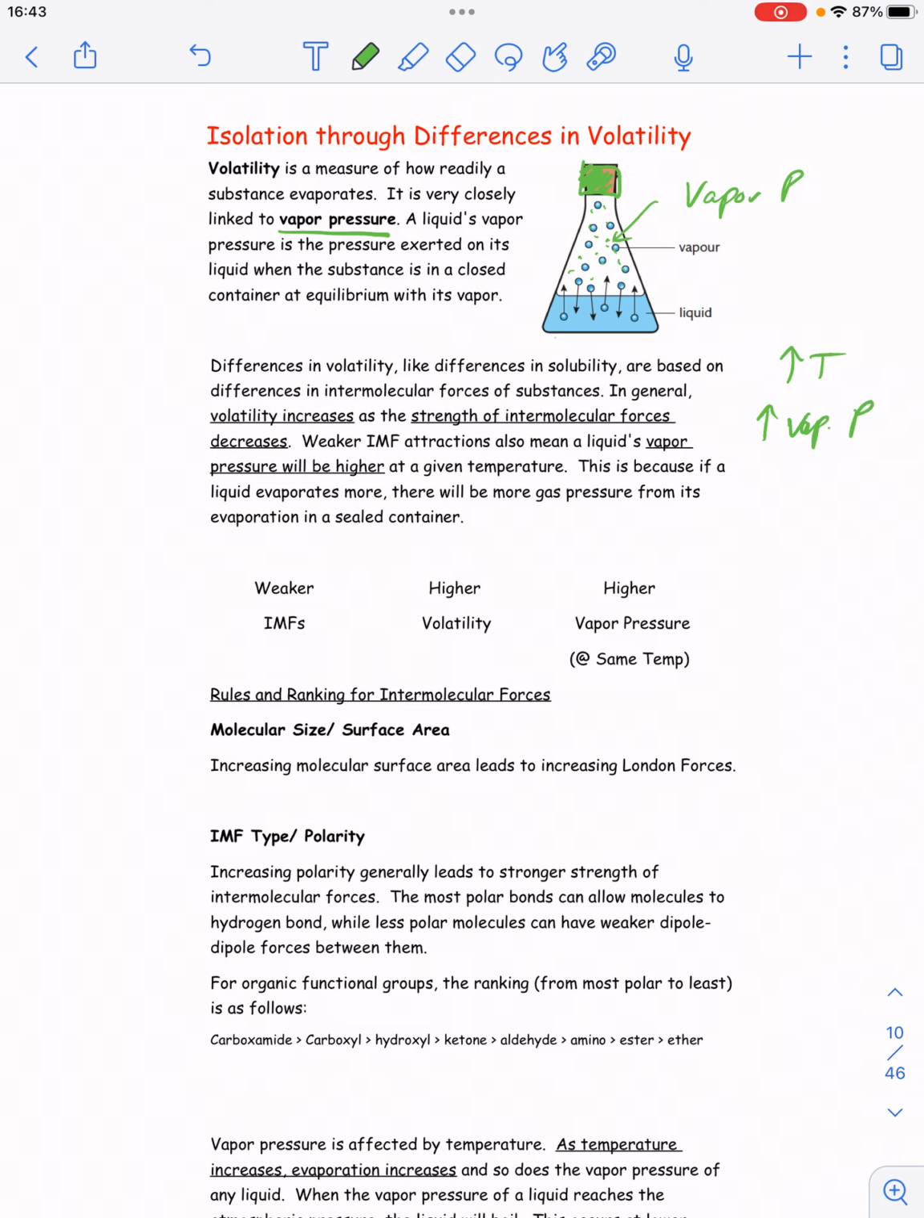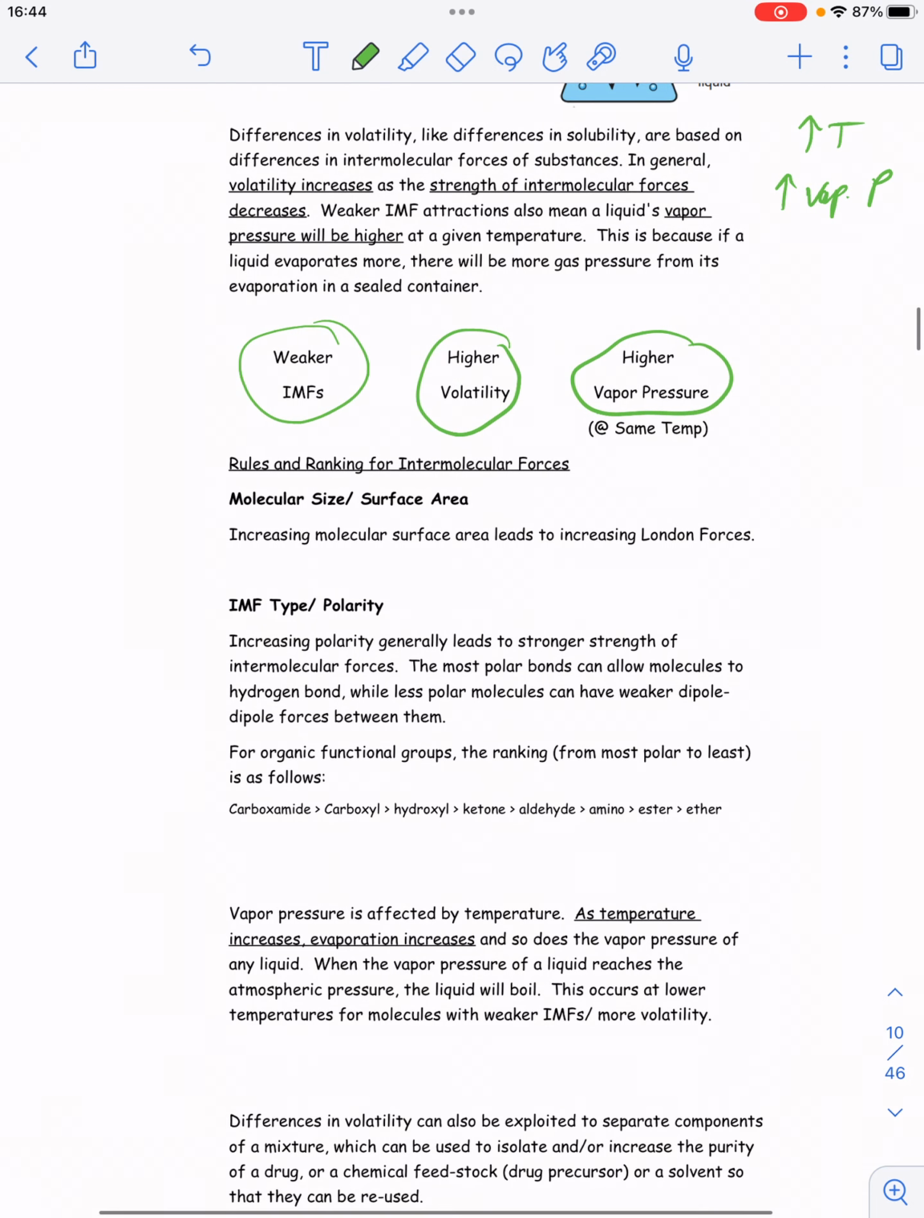And molecules that have weaker IMFs have higher volatility, they evaporate more readily, and therefore they also create higher vapor pressures at the same temperature. So something like ethanol or acetone that evaporates more readily than water will have a higher vapor pressure value at the same temperature as water because that liquid evaporates more, so there'll be more gas molecules in the gas phase at the same temperature. Okay, so what affects IMFs?